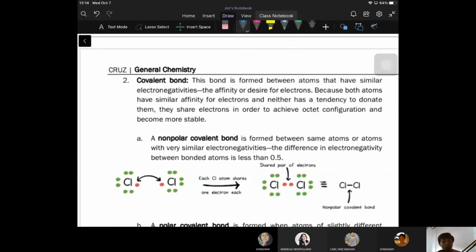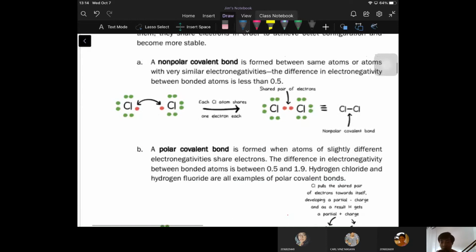So, ang next one is that kung walang willing magbigay, mayroong mag-share. Okay, kung walang mag-give and take, mag-share na lang. So, that's covalent bond, no? So, covalent bond is a bond that is formed between atoms na mag-share ng electron in order for them to follow the octet rule, for them to be stable na. So, covalent bond yun. So, ano yung uri ng covalent bonds natin? So, we have two types of covalent bonds. We have a nonpolar covalent bond and a polar covalent bond.